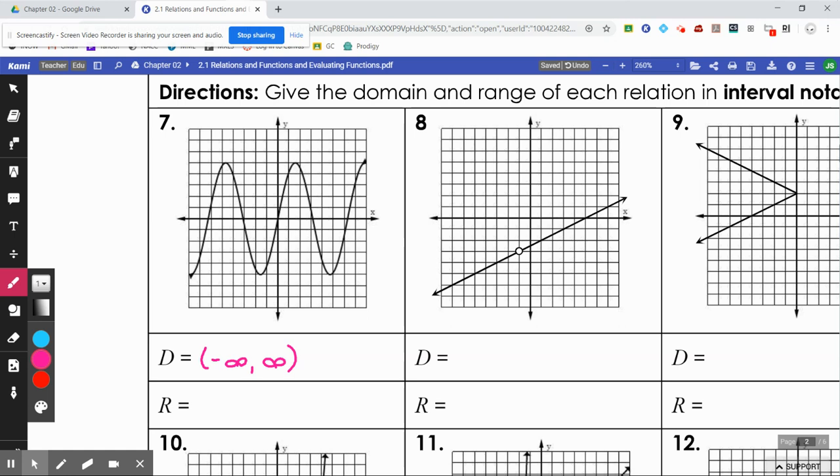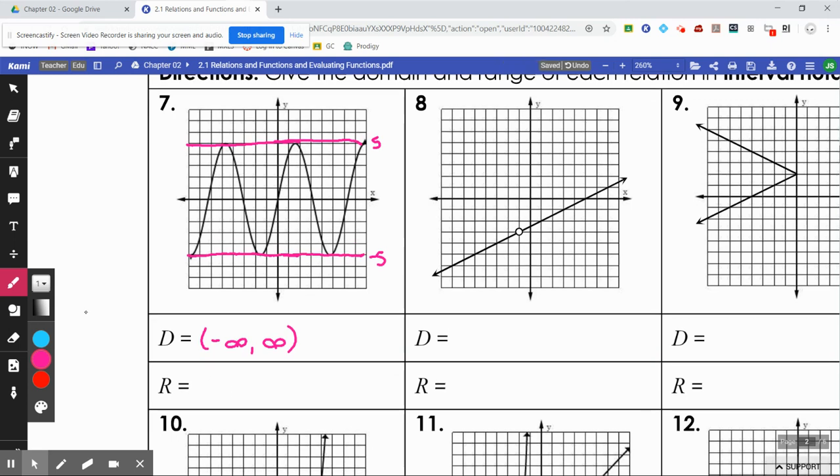Now, what about your range? Your graph stays between here and here. It never goes below this line, and it never goes above this line. Now, what are the lines? Let's see, 1, 2, 3, 4, 5. This is negative 5, and this is positive 5. So your graph is always between negative 5 and positive 5 on the y-axis. Since the points here at positive 5 and negative 5 are actually part of the graph, we do include them.